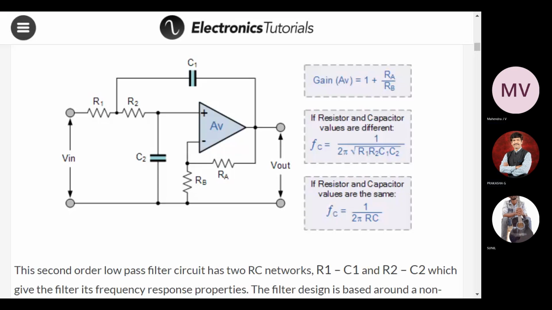Any confusion? I think what is written on the board will be easy because two RC circuits are in parallel. It will be easy for you to measure that one. First R1 C1 is for first order, R2 C2 is for second order.